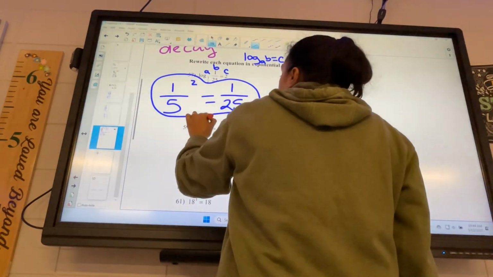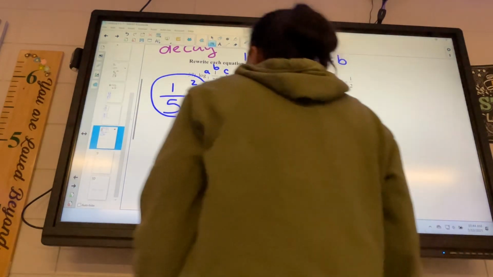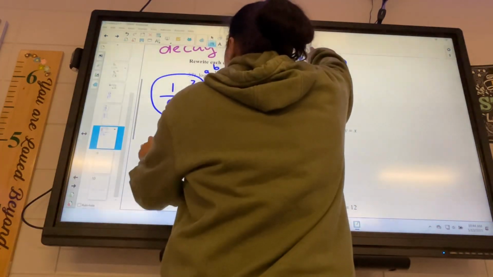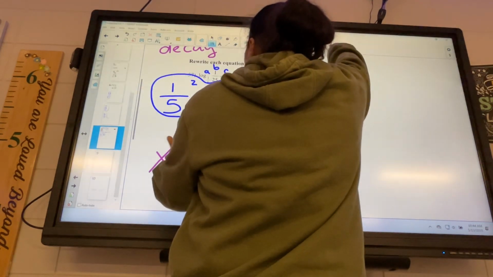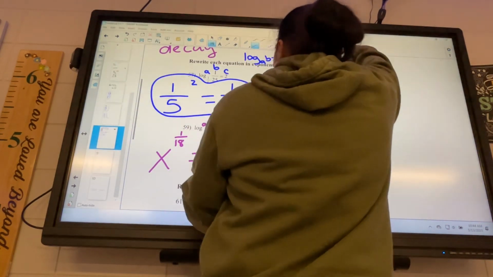Okay, this one, this is my A, this is my B, this is my C. So we say A, which is X, to the C power, so 1 over 18, equals my B, which is Y.